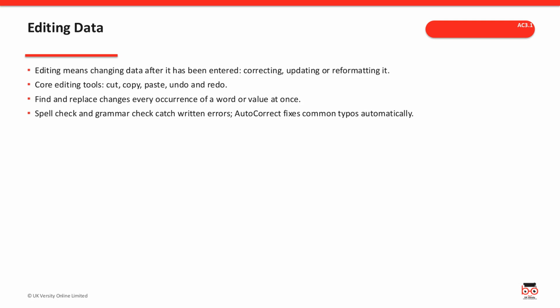Editing is what you do once the data's in, correcting it, updating it, reshaping it. The core tools are the ones you use every day: cut, copy, paste, and the ever-forgiving undo and redo. Find and replace is the power move, changing every occurrence of a word or value in one sweep. And spell check, grammar check, and autocorrect quietly mop up written errors as you go.